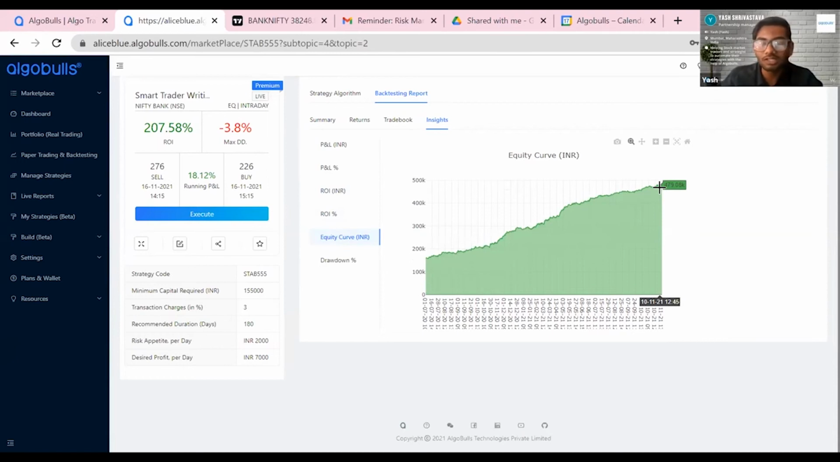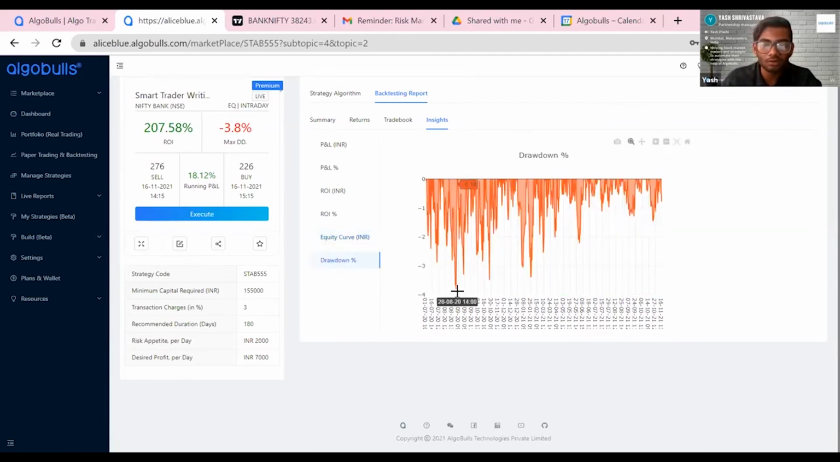So you can see how this strategy has been consistently generating returns over the period of 1 year, with properly risk-managed factors. The maximum drawdown the strategy has had was around minus 3.55%, which was during the start of the strategy, and post that the strategy has been performing very consistently. You can find all these details in the backtesting report and backtesting section.